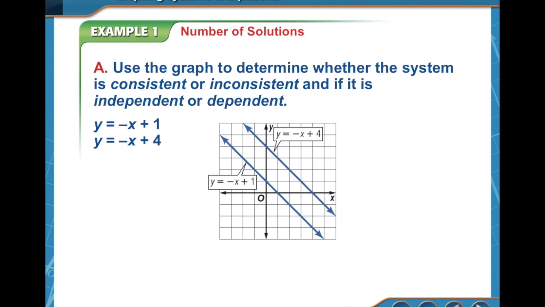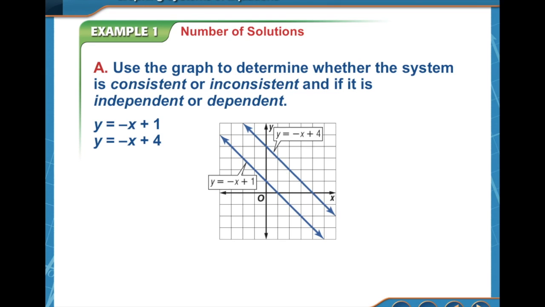So for these examples that we're going to do, you're going to want to have the picture down. Don't worry about the words, but you will want the equations and our images that we see here. So as we get started, let's look at what the question asks us to do. So first, let's read. Use the graph to determine whether the system is consistent or inconsistent, and if it is independent or dependent. So we have to remember what those terms mean and then apply those.